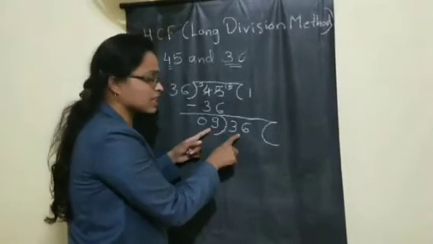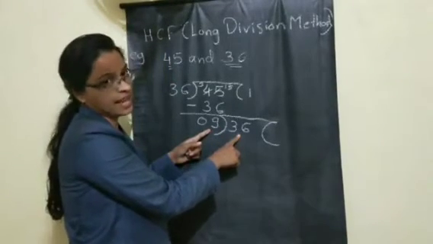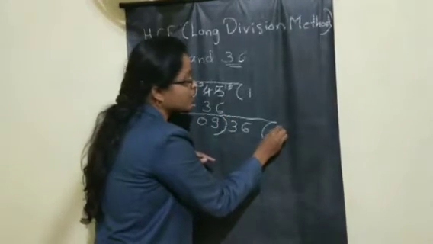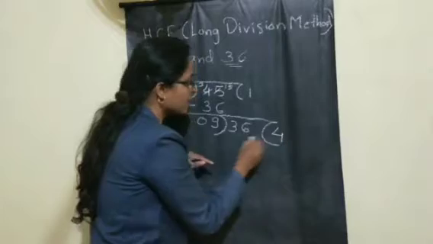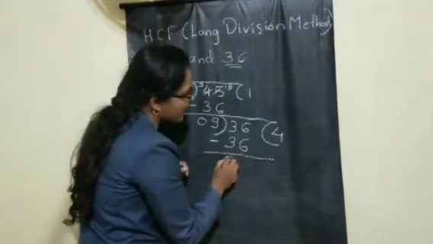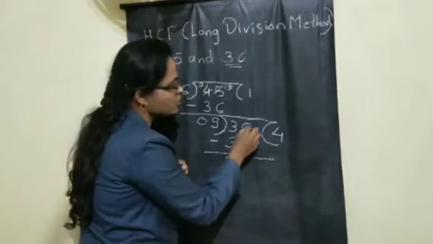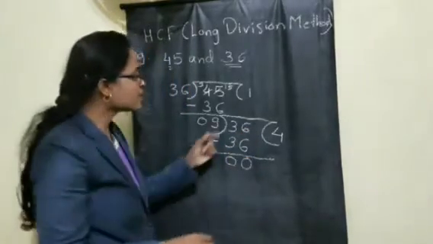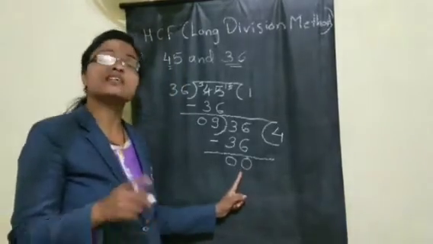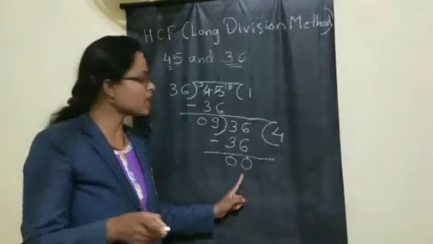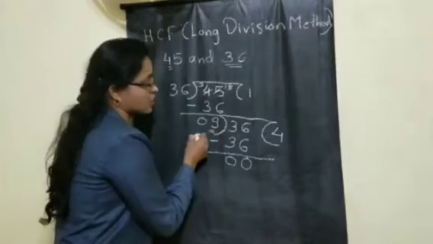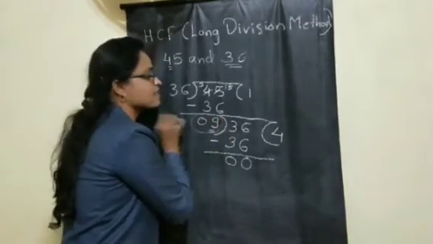Now in the table of 9, is 36 present children? Yes, 9 fours are 36. So where do you have to write it? Here. So 9 fours are 36. 36 is present. Now we have to subtract. Like this children, 3 minus 3 is 0, 6 minus 6, 0. Like this we have to go on dividing children till we get 0 here. Okay. Now by which factor did we get 0? Because of 9. So 9 is our HCF.